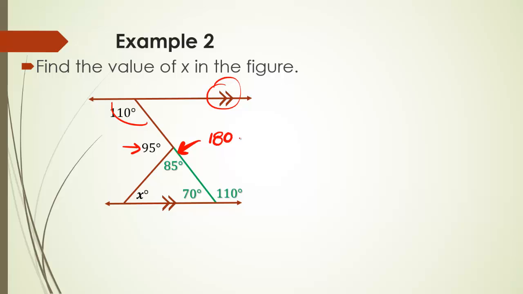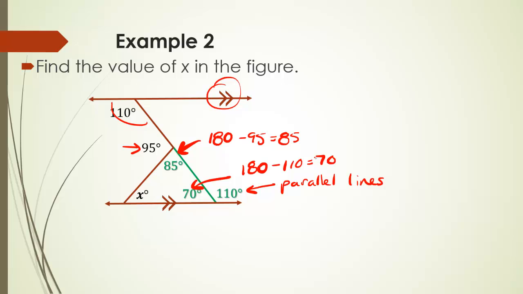180 minus 95 equals 85. So that's how we got that. This we got because of parallel lines, and those are alternate interior angles. And then this we got by 180 minus 110. Okay, now, but that still doesn't give us x in degrees.